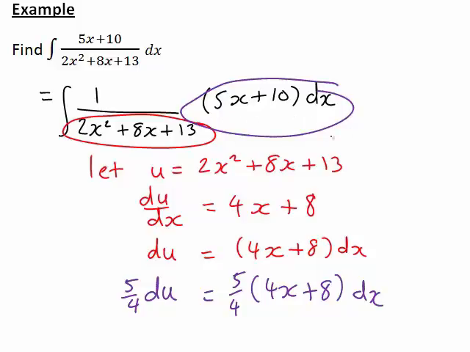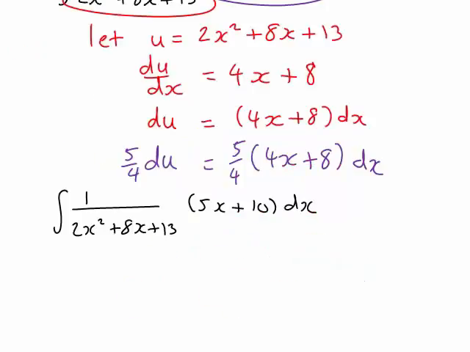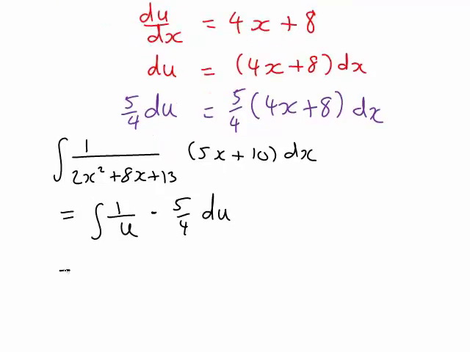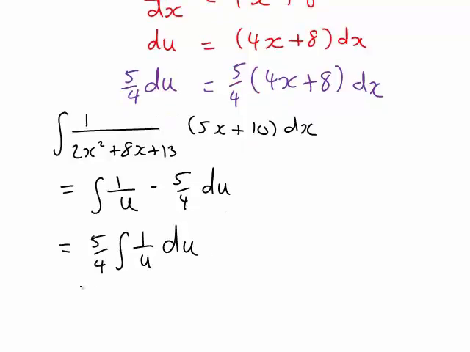So that means we can now do substitution to evaluate our integral in this case. That is, our original integral would be replaced with the integral of 1 on u times 5 divided by 4 du. And from there it's straightforward to evaluate. We simply bring the 5 divided by 4 outside the integral sign, since that is just a constant, and we can now integrate that with respect to u.